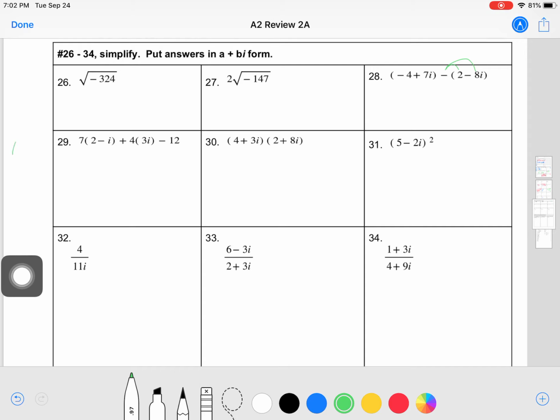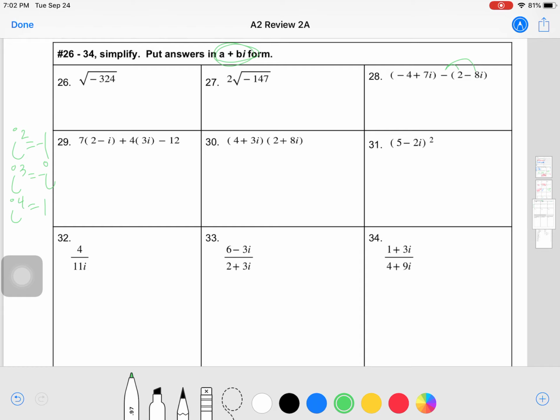What's super important, remember, if you ever have an i squared, you need to change it to a -1. If you ever have an i cubed, you're going to change it to a -i. And if you ever have an i to the 4th, make it be a 1, because I need my answers in the form a plus bi. So I cannot have an i to a power bigger than 1.